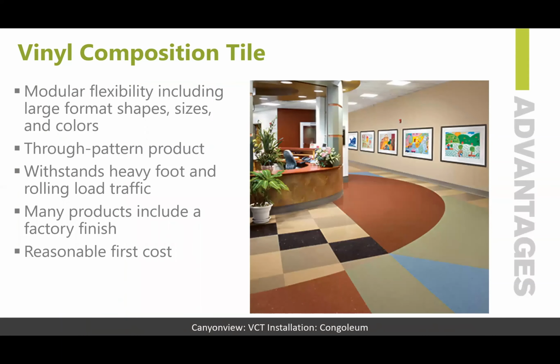Advantages of vinyl composition tile include modular flexibility. It has large format shapes, sizes, and colors. It is a through pattern product, which means that when something happens at the surface, the patterning and design still go all the way through the product. It withstands heavy foot and rolling traffic, and many products include a factory finish. It has a very reasonable first cost, which is why it is often specified, particularly for budgets that are incredibly tight.